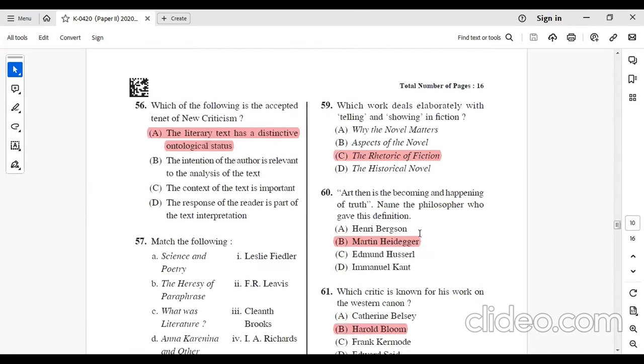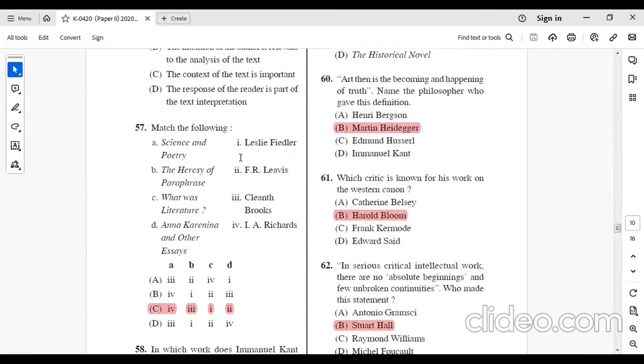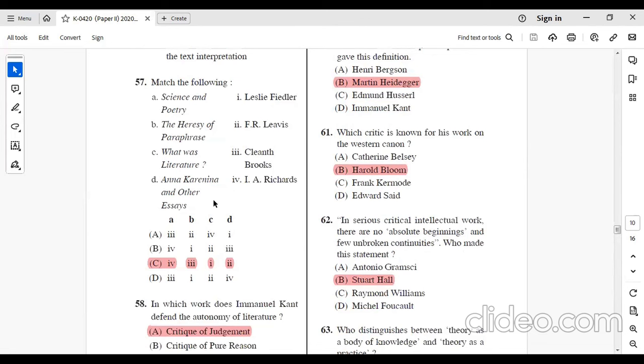Question number 56. Which of the following is the accepted tenet of New Criticism? The literary text has a distinctive ontological status. Now let's match it. Science and Poetry, The Heresy of Paraphrase, What Was Literature, Anna Karenina and Other Essays. Science and Poetry belongs to I.A. Richards.